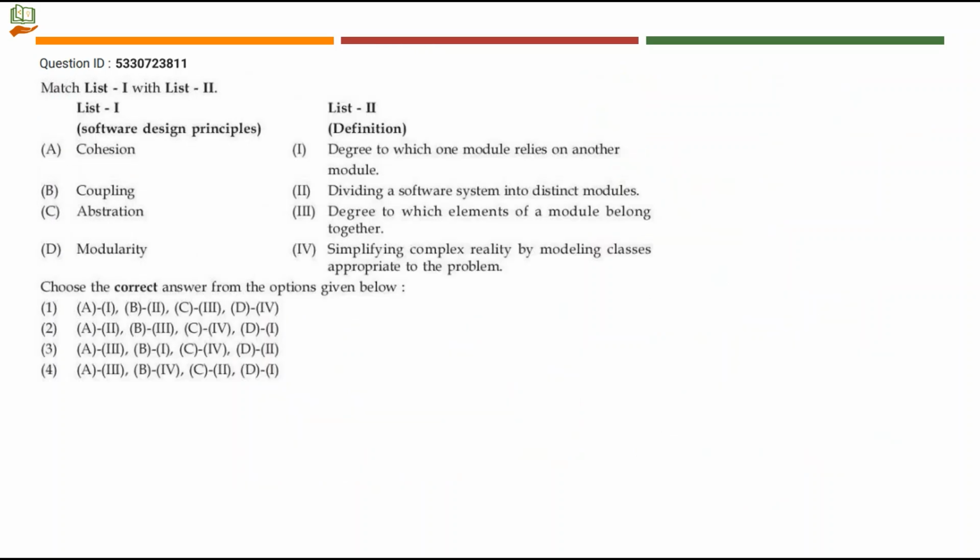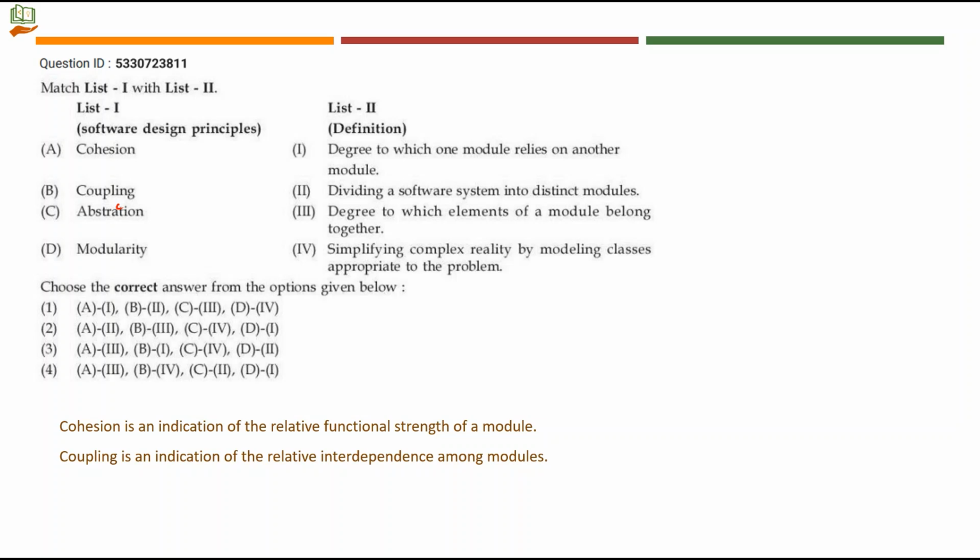Next question, match list 1 with list 2. Software design principles are given in list 1 and definitions are given in list 2. We have cohesion, coupling, abstraction and modularity in list 1. What are cohesion and coupling? Cohesion is an indication of the relative functional strength of a module. Within a module, how strongly related the elements are. What is coupling? It's an indication of the relative interdependence among modules. So when there are 2 or 3 modules, how interdependent they are on each other. So cohesion is within a module and coupling is between modules.